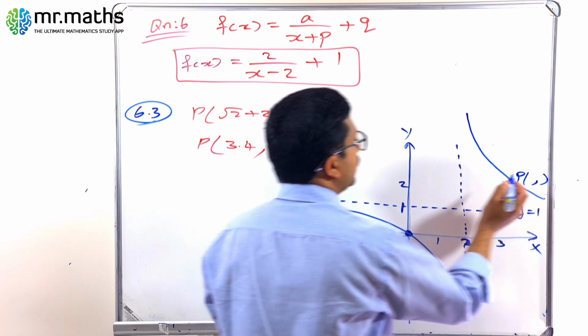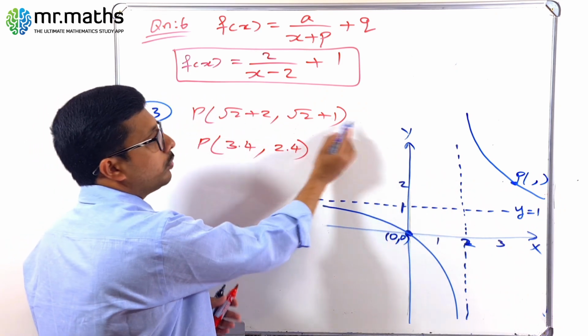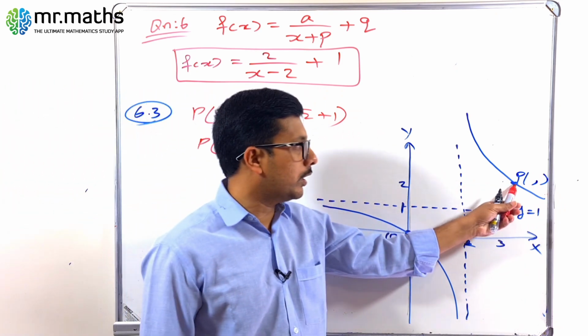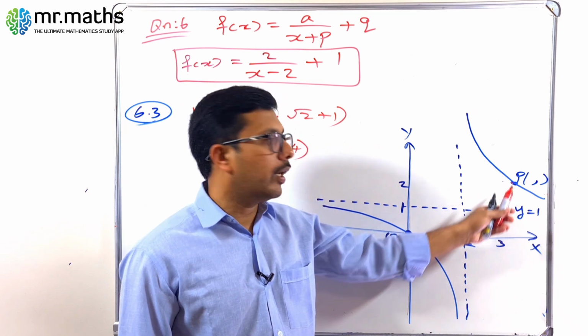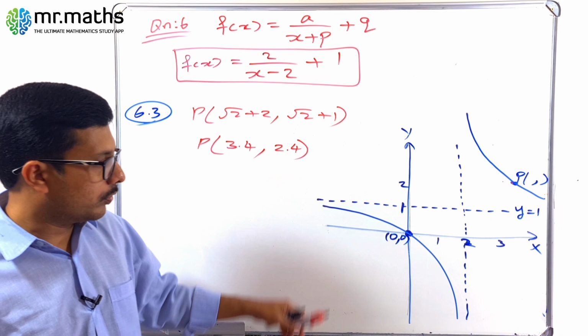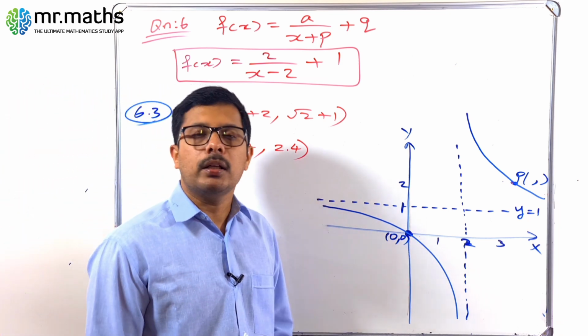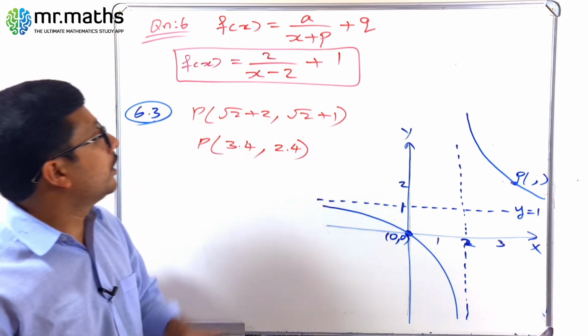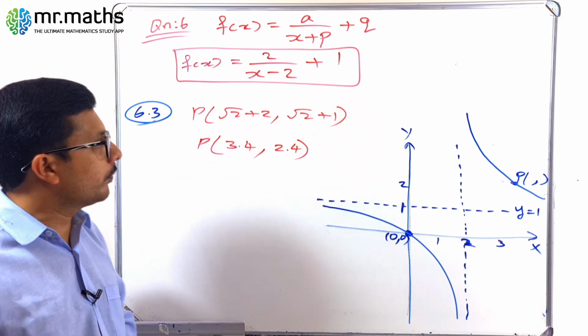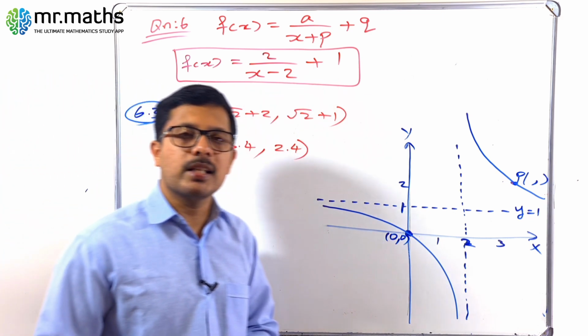Then you have to write this coordinate, root 2 plus 2, root 2 plus 1 there. Because it is given in the question that it passes through the point p, and now we know that p is 3.4 and 2.4. So this is the graph of f of x is equal to 2 divided by x minus 2 plus 1.